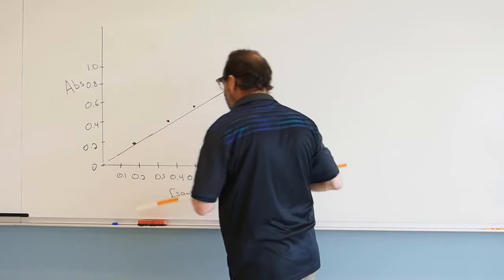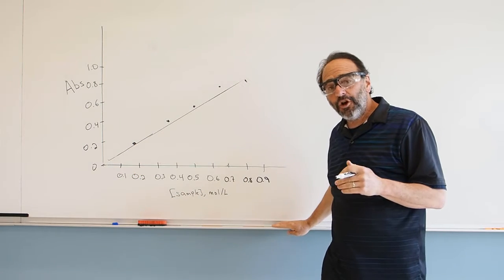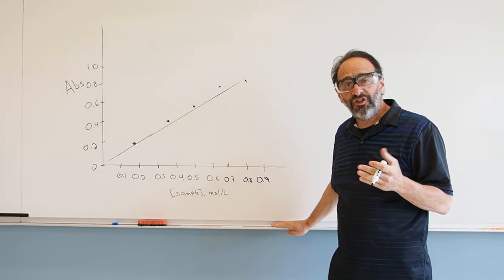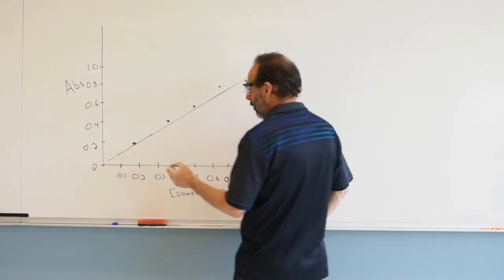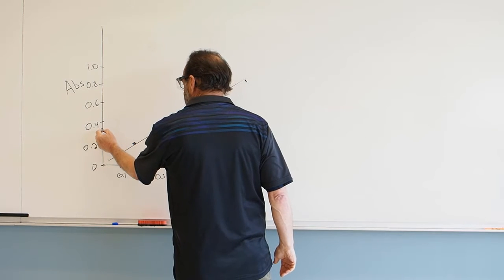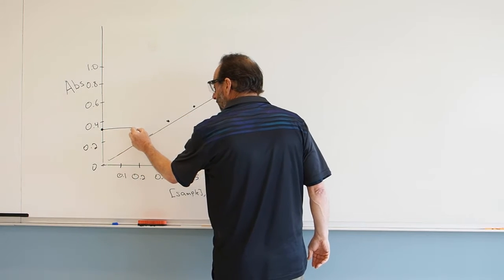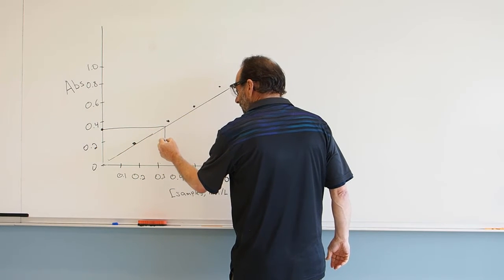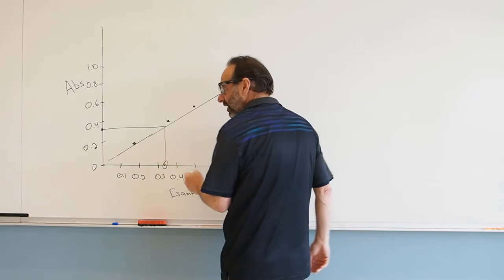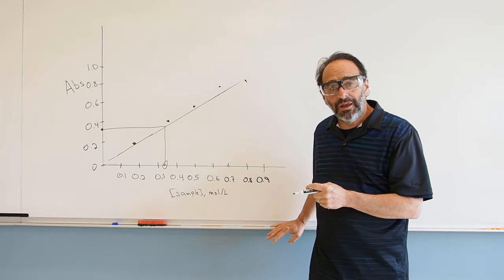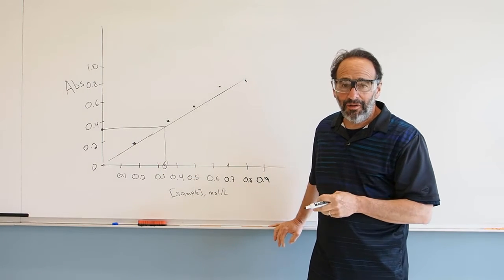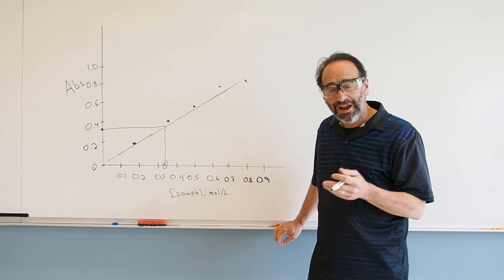Okay? And then if you're going to measure an unknown sample, you measure its absorbance. Let's say its absorbance is around 0.32. Then you go across to the line, and then down, and that tells you what the concentration of that sample is. And of course, we're not going to use a board and rulers. We're going to actually do this mathematically.